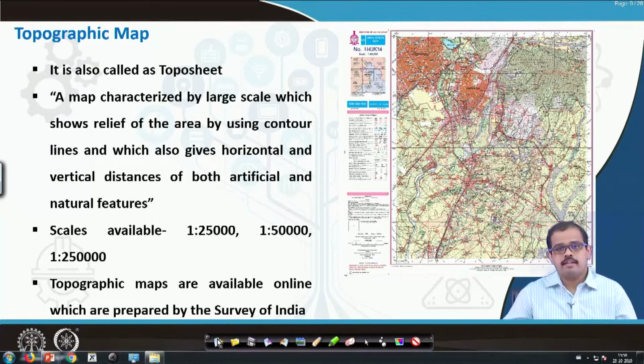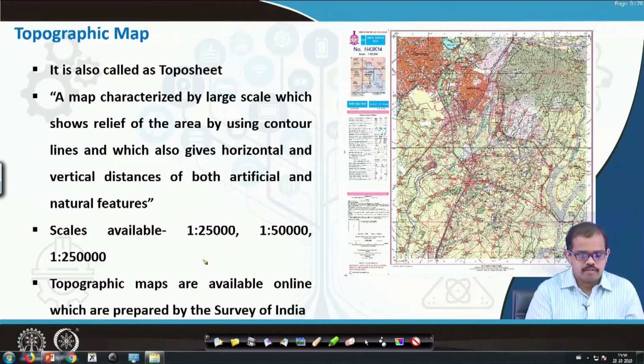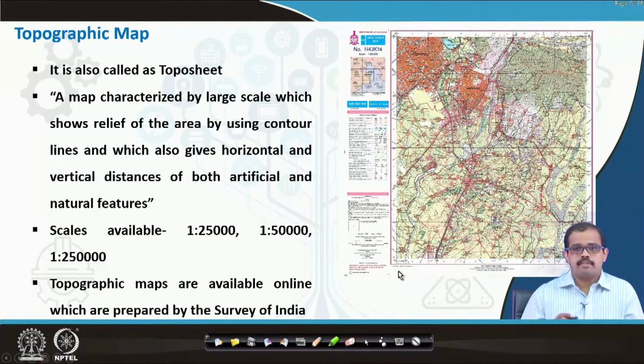So what are the scales available? We have 1:25,000 scale, 1:50,000 scale, 1:250,000 scale. I'll explain what these different scales are when I start explaining the map. Topographic maps are available online, prepared by Survey of India. It's the sole owner and the sole distributor of these maps for India. So if you want to look at the maps, you can go to the Survey of India website, as I have shown previously. Give your Aadhaar number and download the maps as you like for whichever region you would like.